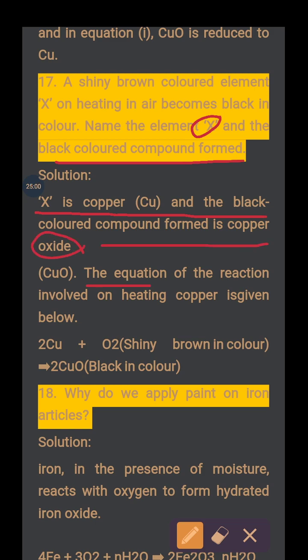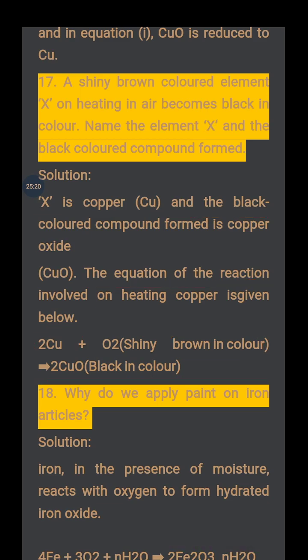The equation of the reaction involved in heating copper is given below. 2Cu plus O2 gives out 2CuO. Copper is shiny brown in color. When you go to your laboratories, you get the copper. It is shiny brown in color, and when it reacts with oxygen, it converts into black color.